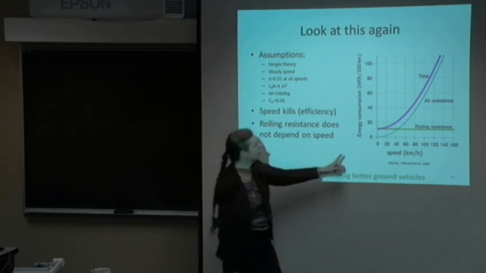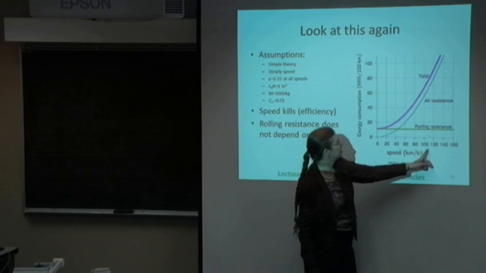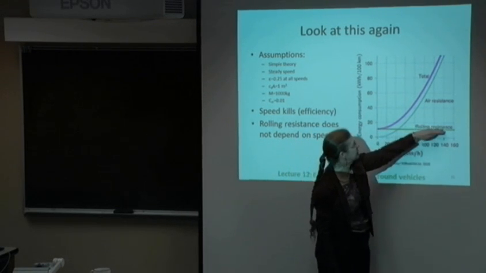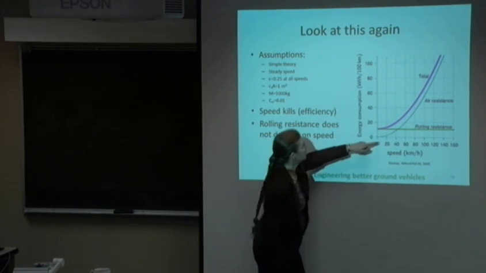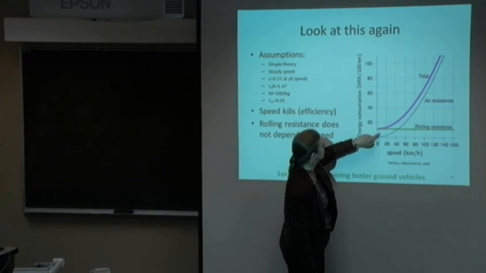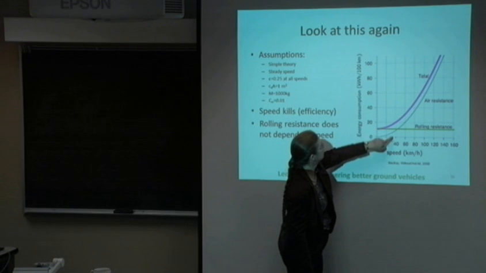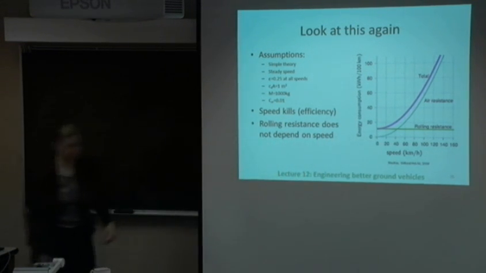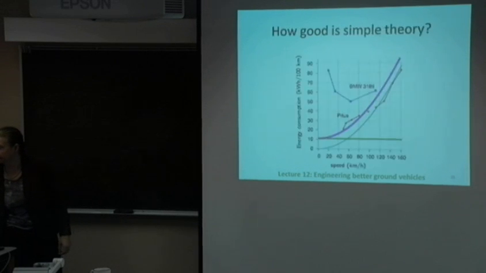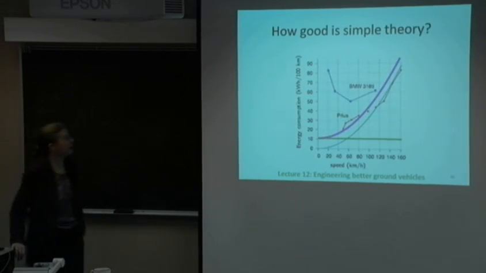And we see here that as your speed increases, your rolling resistance stays constant. The air resistance goes up as the square, so this looks like a parabola. And when you add this number to this number, here's 0 and this is this. Here's this plus this is that. That's your total resistance. How good is a simple theory?